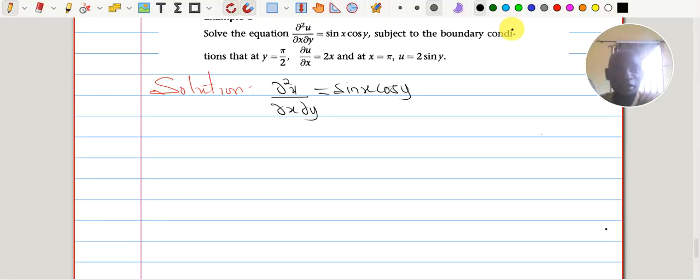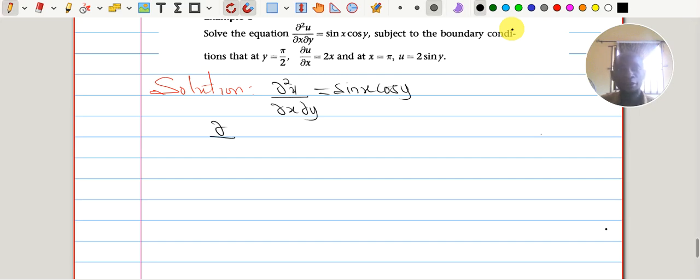So let us solve this partial differential equation. We have the second partial derivative of u with respect to x and y equal to sine x cos y. We have the boundary conditions: at y equals pi over 2, du/dx equals 2x, and at x equals pi, u equals 2 sine y. Okay, now to solve this one, we are going to do a solution.